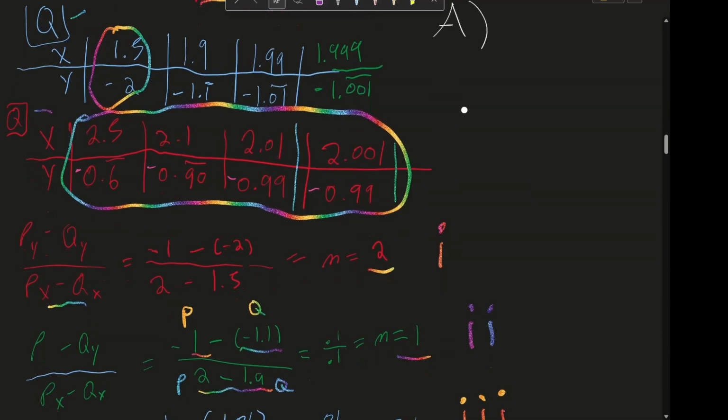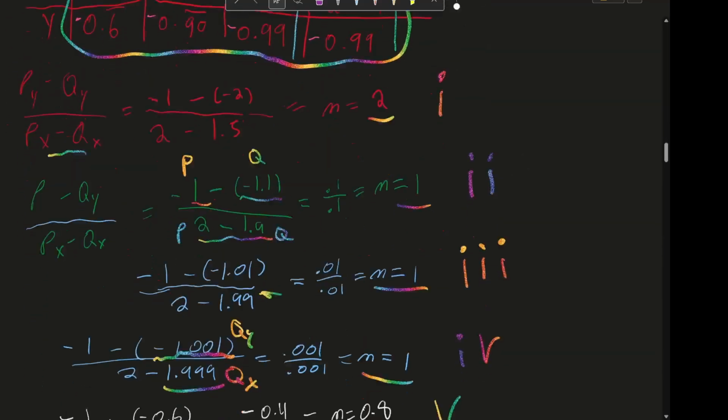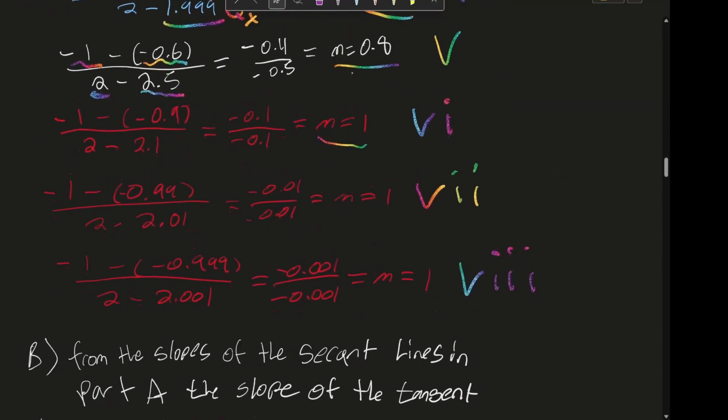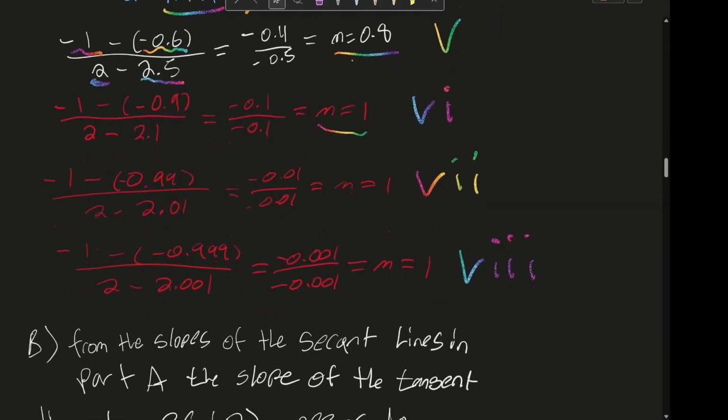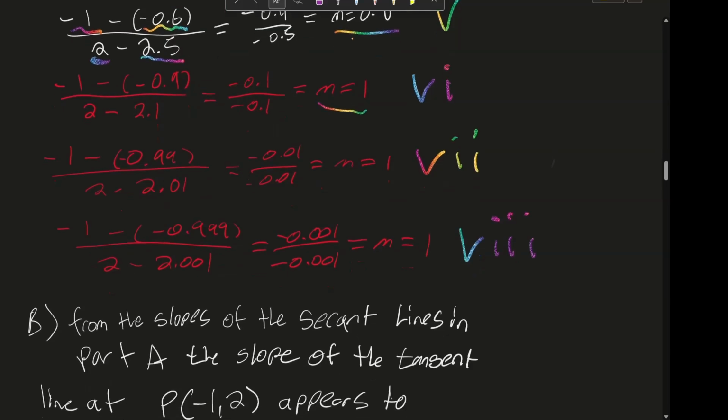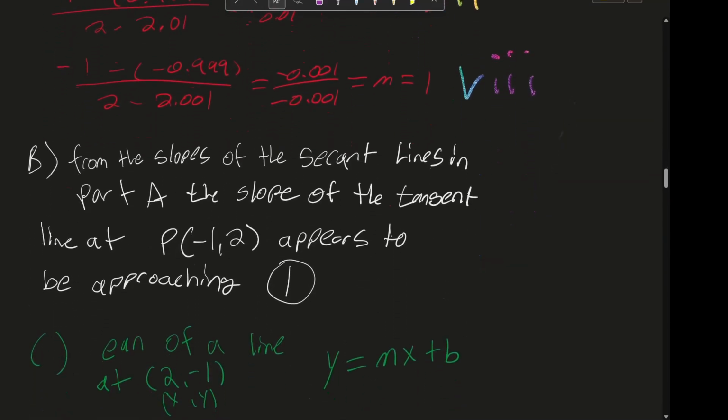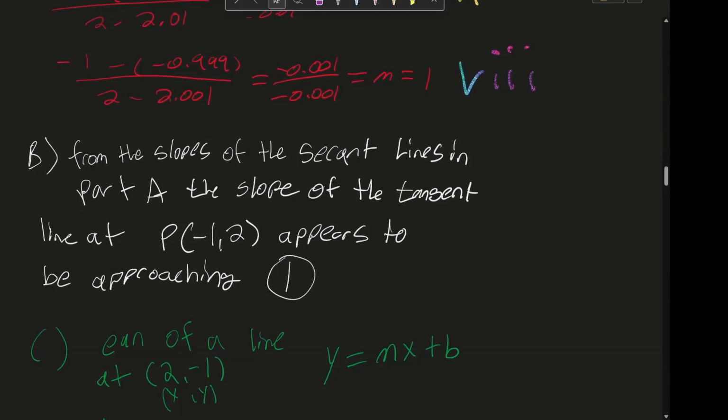And in the red, you can see you're approaching 2 from the right, or values above 2, for this table in the red. That's part A 5 through 8, and you're approaching from the other side of 2, and you still get a value of 1 for the slope of the tangent line. So from the slopes of the secant lines in part A, the slope of the tangent line at the point (2, -1) appears to be approaching a value of 1.